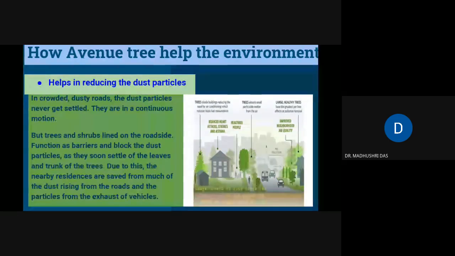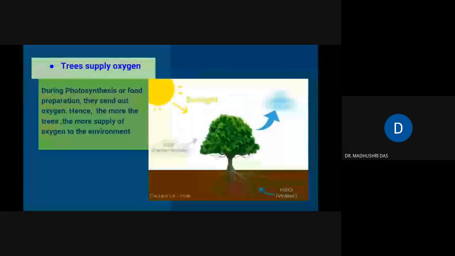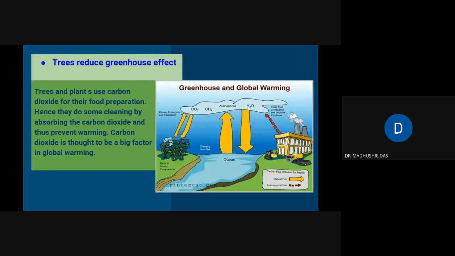Trees like mango, saptaparni, sesame, banyan, semal, etc. absorb small particulate matter from the atmosphere, which reduces air pollution in urban areas. As we all know, during photosynthesis, trees give us oxygen and absorb carbon dioxide from the air, which purifies our biosphere, and thus it also protects our environment from global warming.